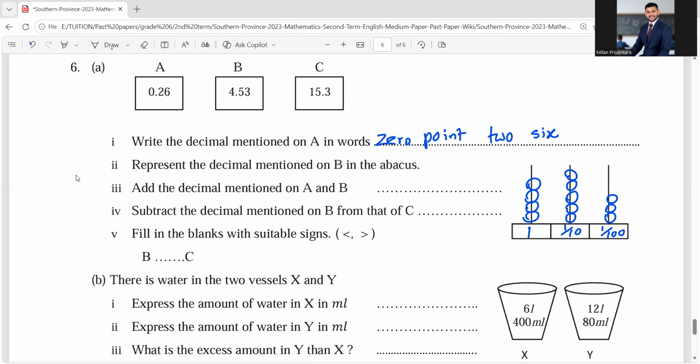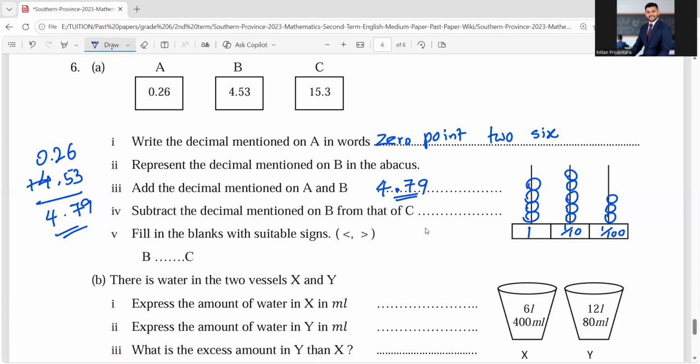Add the decimals mentioned in A and B. So you have to add A, 0.26, and B, which is 4.53. Then you add this. 6 plus 3 is 9. 2 plus 5 is 7. 0 plus 4 is 4. Then your answer is 4.79.